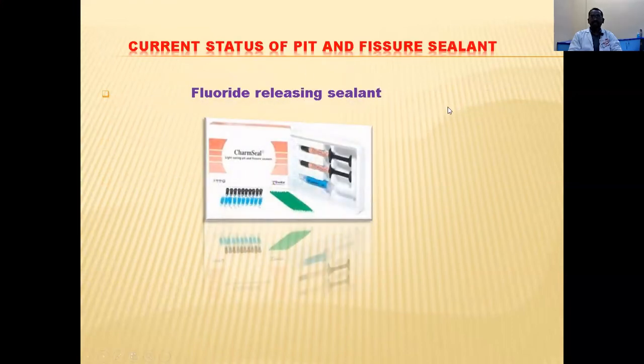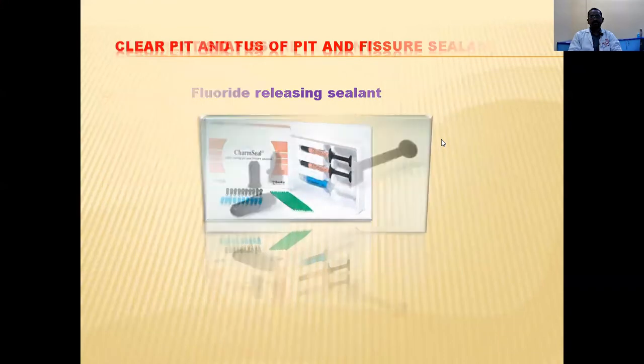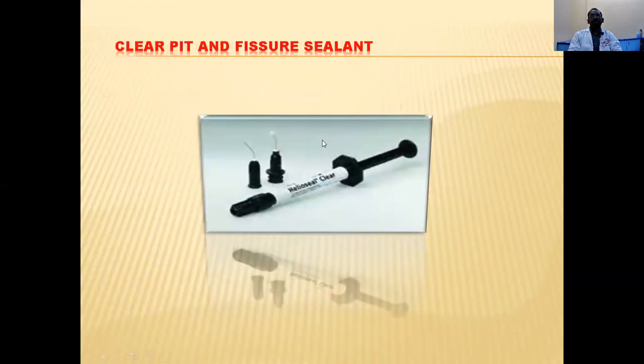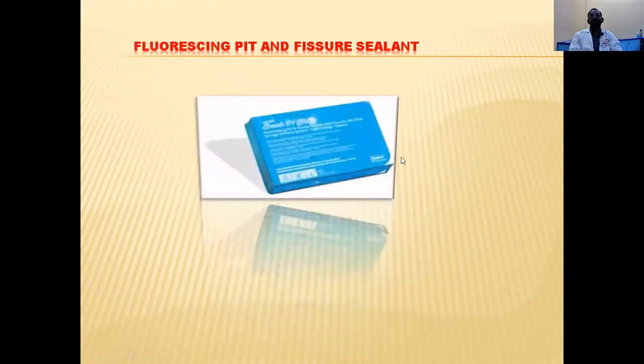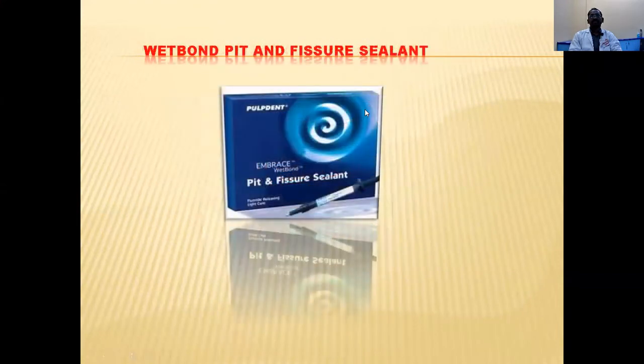The current status of pit and fissure sealants: these are the recent advancements, with fluoride releasing sealants, which release fluoride continuously so that it protects the tooth surface from caries. The clear pit and fissure sealant shows minimal color difference on the tooth surface. The colored pit and fissure sealants are available in different colors, pinks and greens, because they will be more attractive to children. These are the fluorescent pit and fissure sealants. And particularly this is a wet bond, which I told you about earlier, where even in wet conditions the sealant will set.